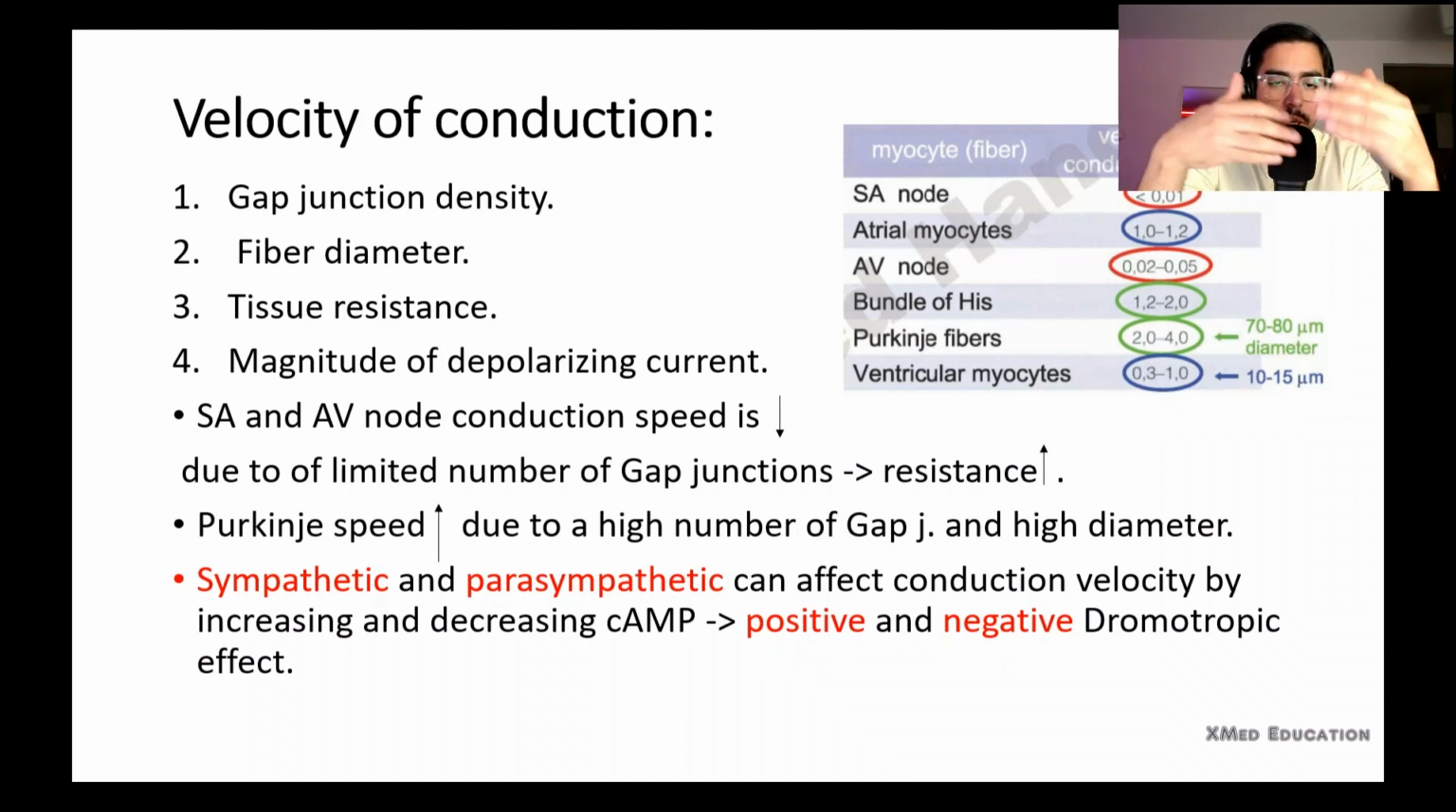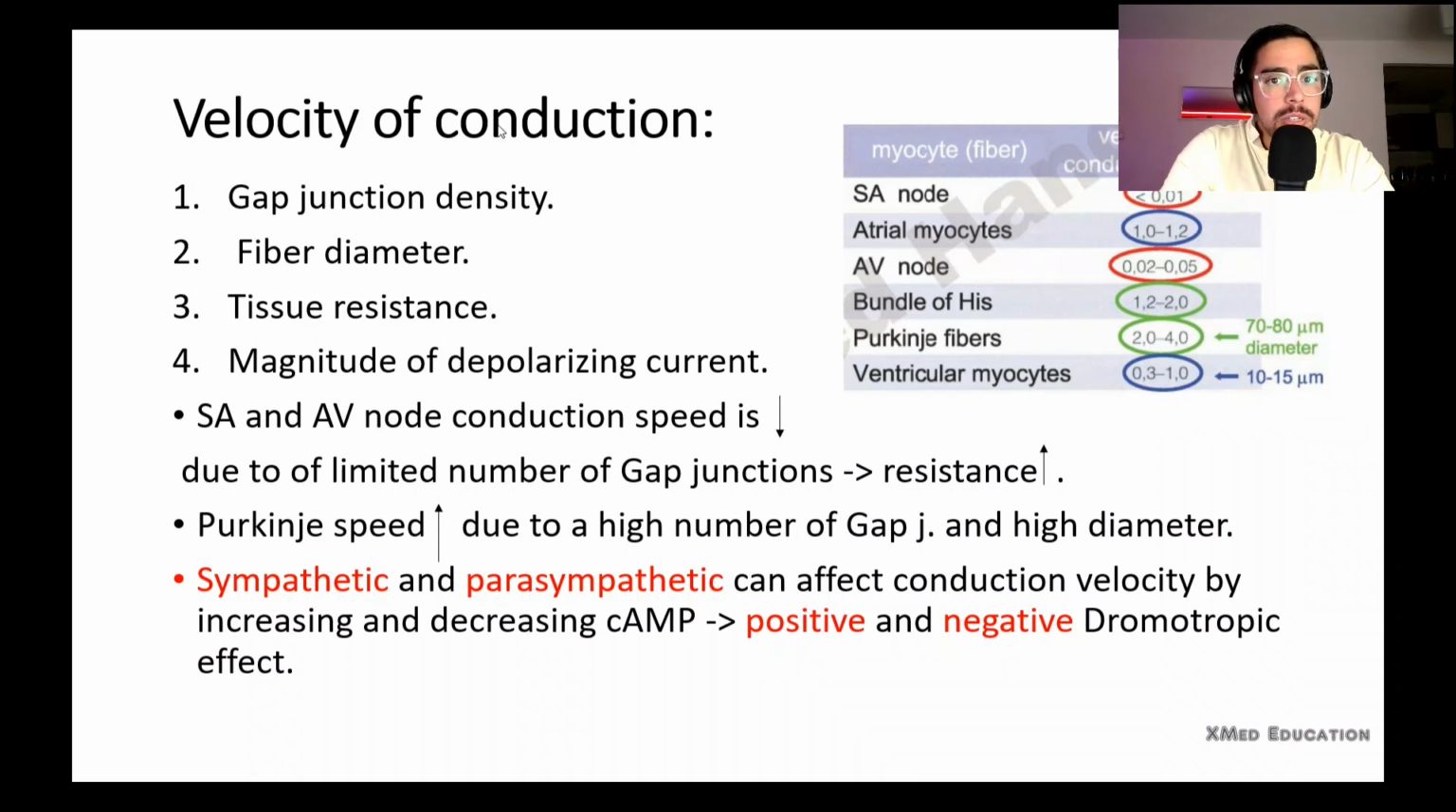Just imagine there is one security control, or there are many security controls in one place. Then the other thing that you need to know is that in the Purkinje fibers the speed is really high, because of two reasons. First of all, the diameter. Look at this diameter here, they are pretty big, like 70 to 80 micrometers, which is a large number. And the other thing is they have many gap junctions. When they have many gap junctions, the resistance goes down and the speed goes up.